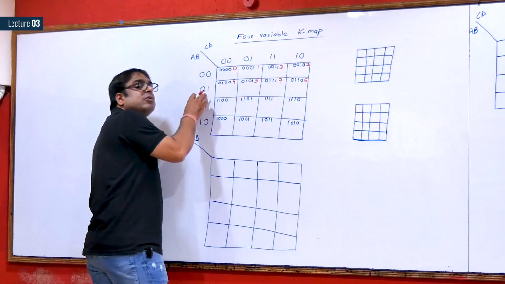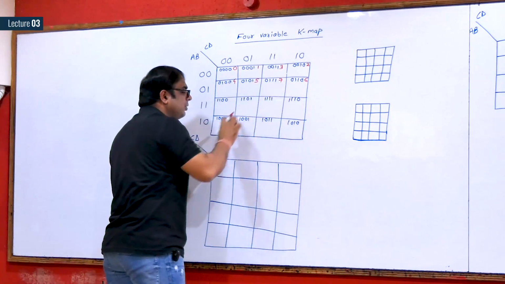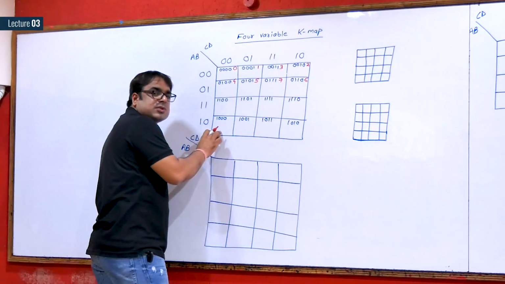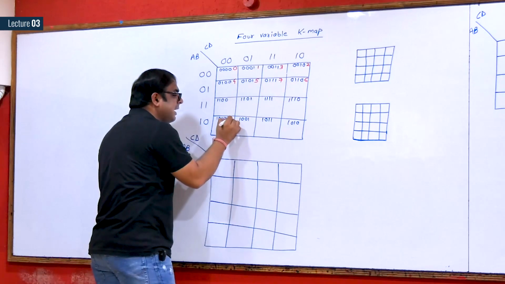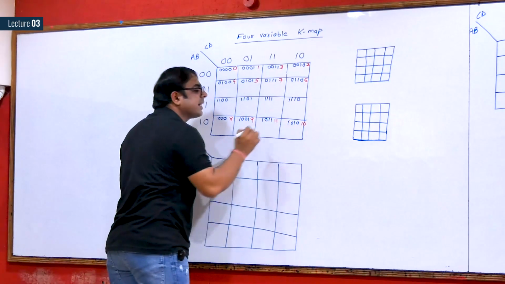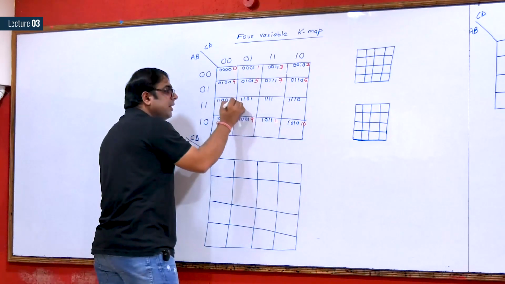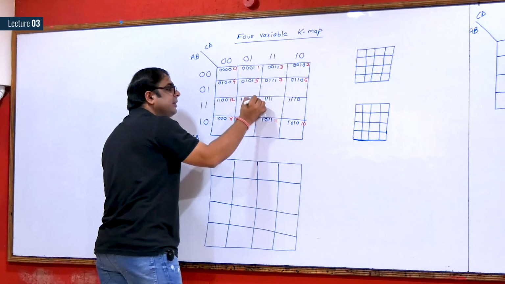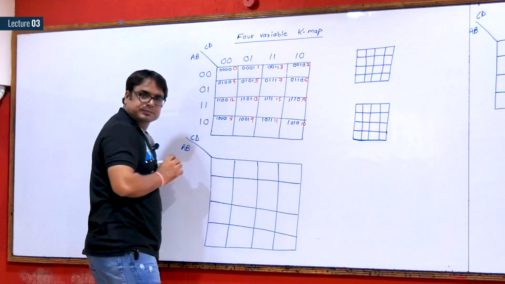So after 0 1 what should come? 1 0 should come. So after the second row you should fill this last row. After 7, this is 8, 9, last one is 10, second last is 11. Now the remaining row is 12, 13, last one is 14, second last is 15.